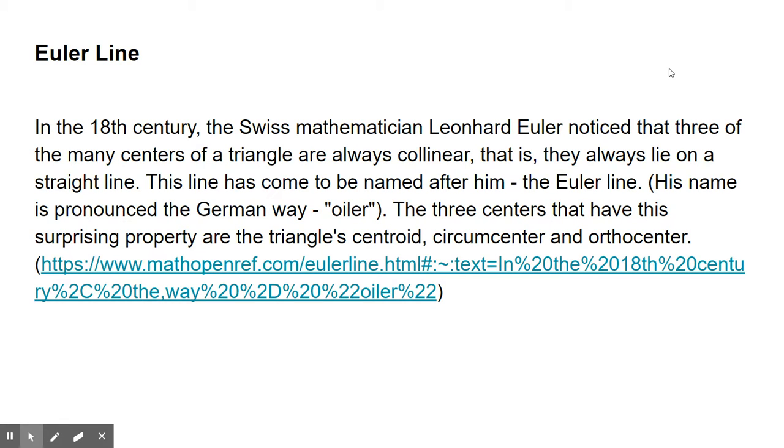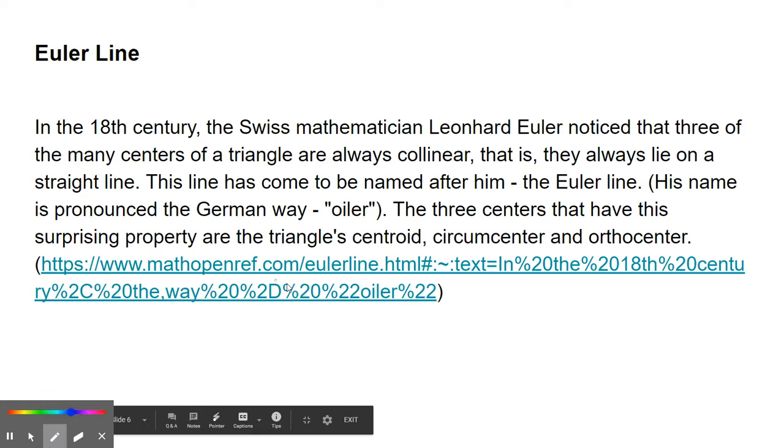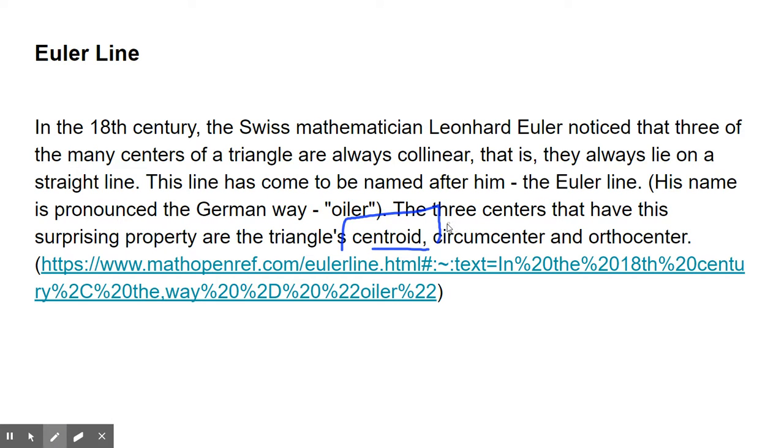His name is pronounced "Oiler," by the way, right? Not "Yuler." The three centers that have this surprising property are the triangle's centroid, circumcenter, and orthocenter. Centroid, circumcenter, and orthocenter. So remember what these have to do with, right?